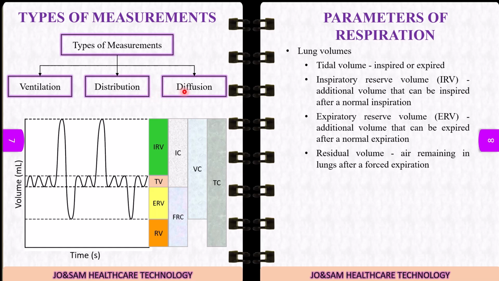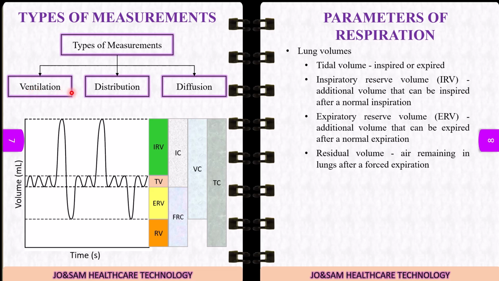Next is the diffusion measurement. Before seeing what diffusion measurement is, we all know that in the lungs oxygen and carbon dioxide are exchanged only due to the process of diffusion, right? Oxygen is taken in and carbon dioxide is given out by diffusion. So diffusion measurement represents the exchange of gases, that is the diffusion of O2 and CO2. Let us concentrate only on ventilation in order to see about a spirometer.